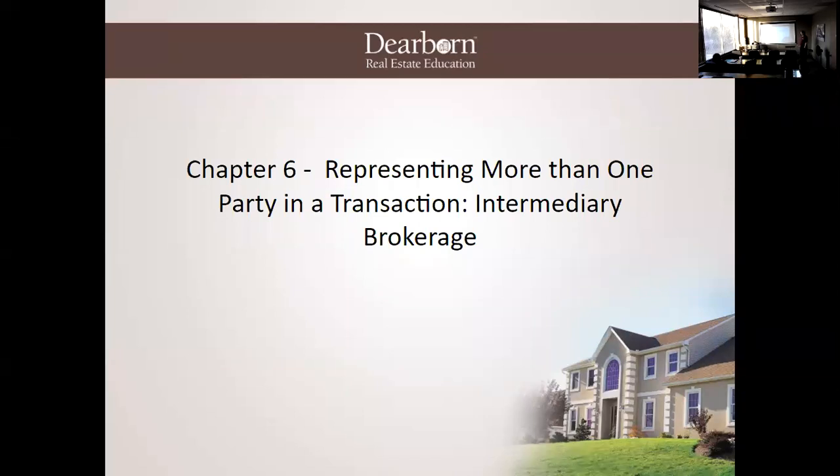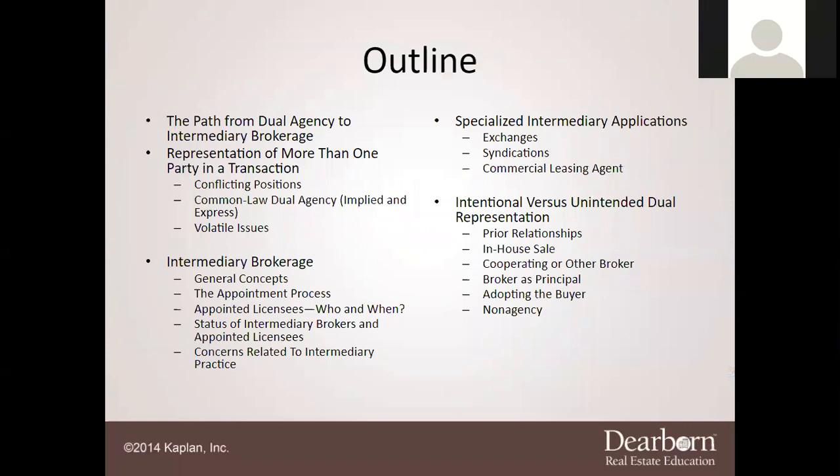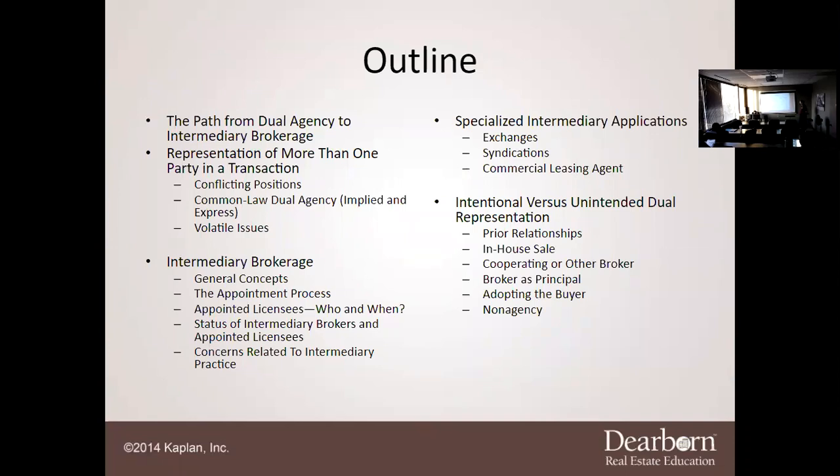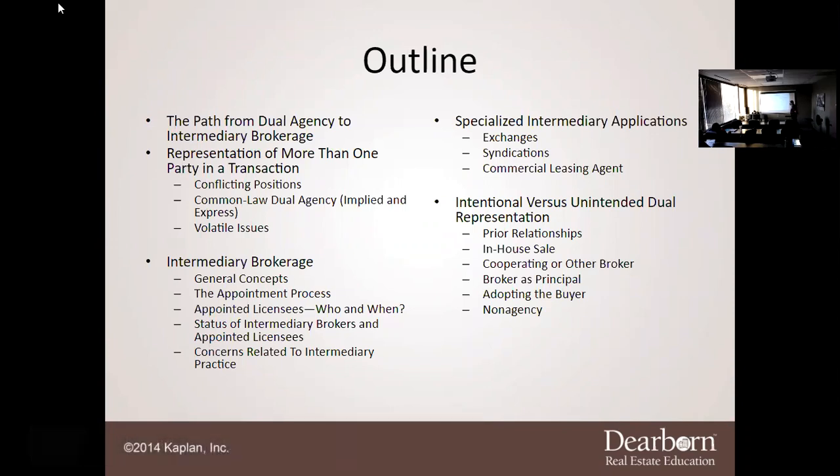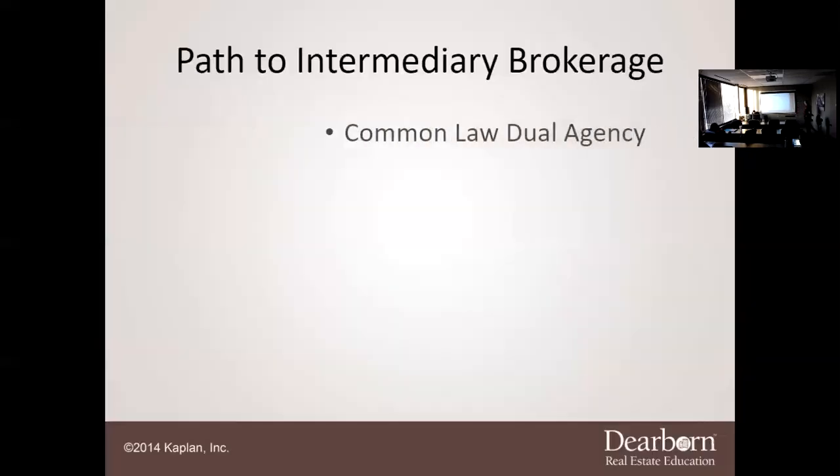The very first thing we're going to deal with this evening is our outline here. As you can see, there is plenty on our outline tonight. We're going to talk about the path from dual agency to intermediary, representation of more than one party in a transaction, and intermediary brokerage. We'll also talk about specialized intermediary applications, and intentional versus unintentional dual representation.